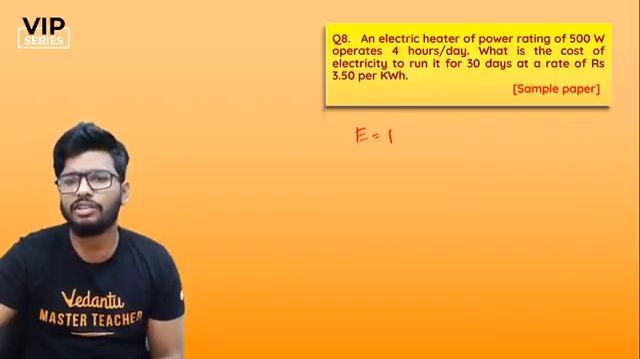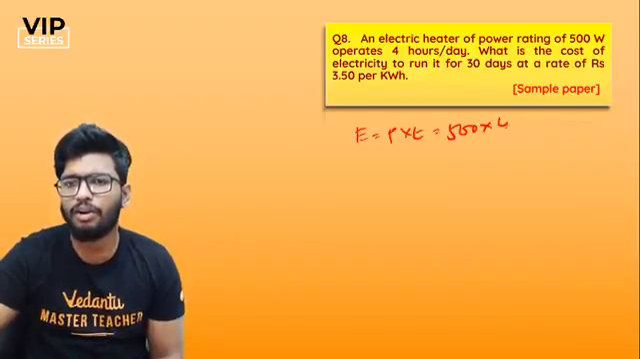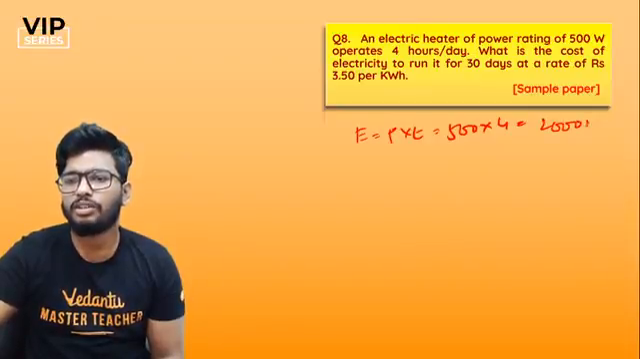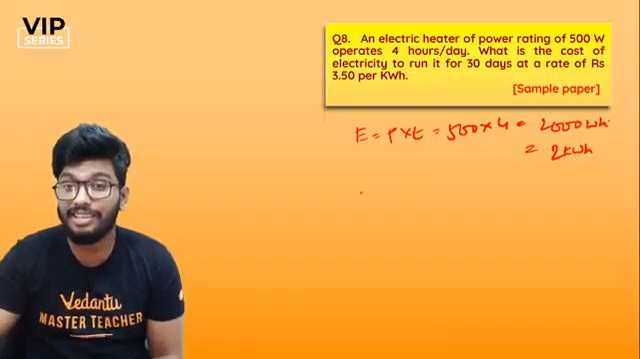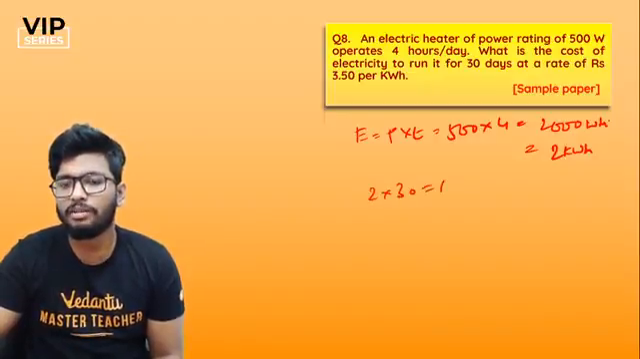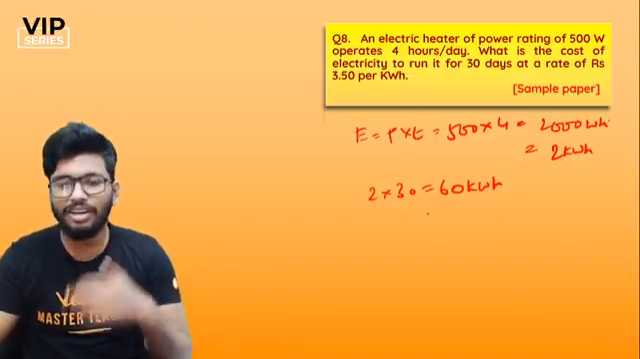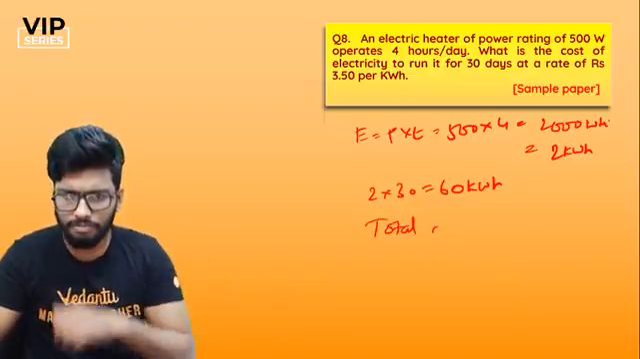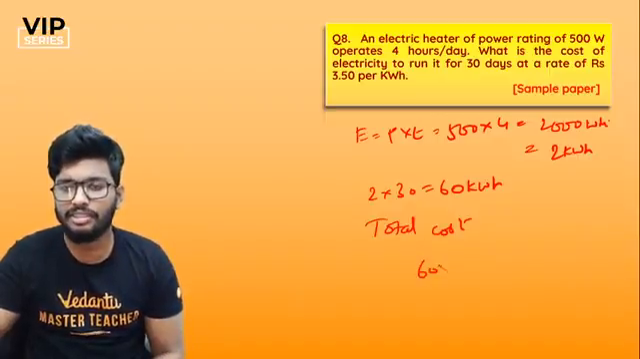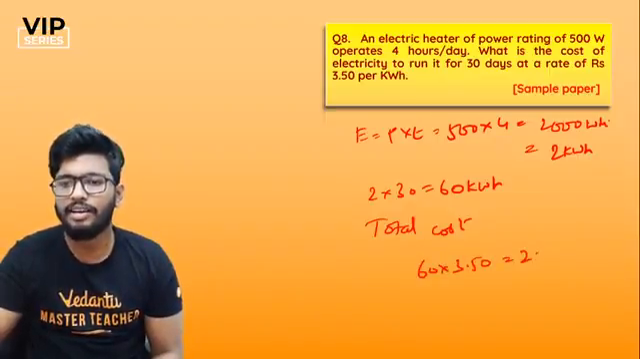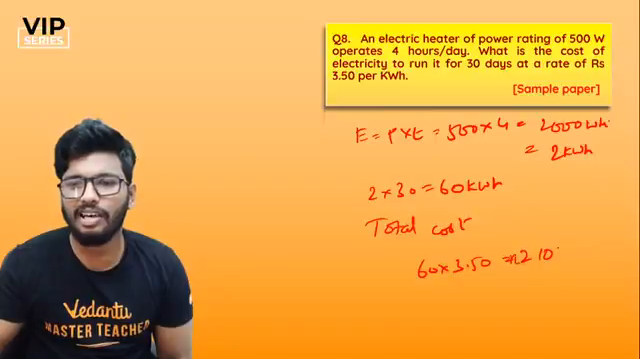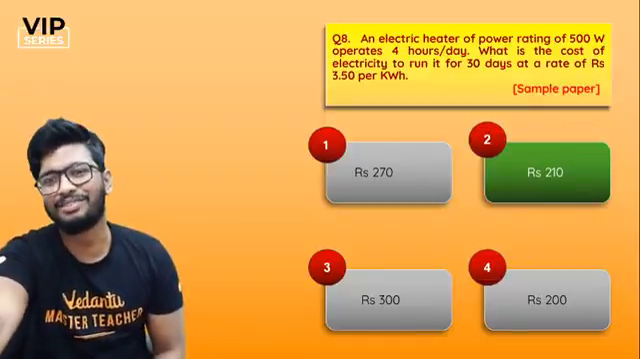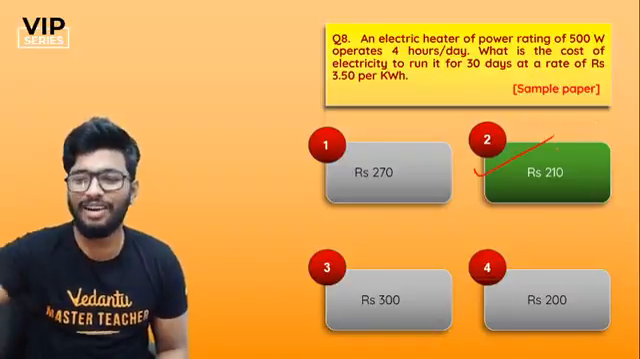What is the energy consumed? It's nothing but power into time. It's 500 into 4 hours a day, so that's 2000 watt hour, which if you convert to kilowatt hour, is 2 kilowatt hour. If you run it for 30 days, it's 2 into 30, which is 60 kilowatt hour. Now to find the total cost, it'll be 60 into 3.50, which is 210 rupees. I believe 210 rupees is the right answer. That's all, guys, the answer for the final question.